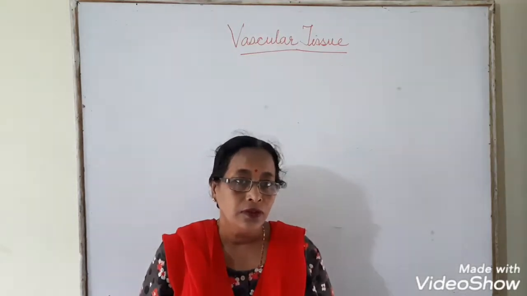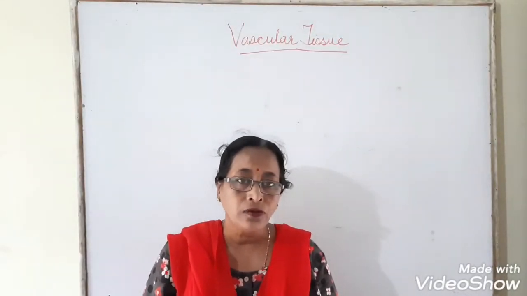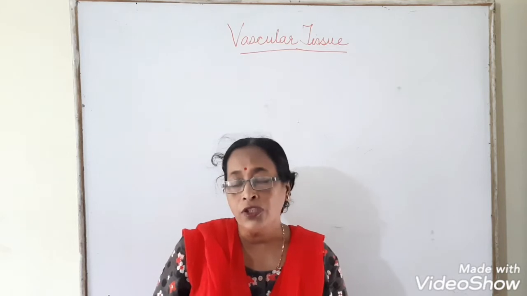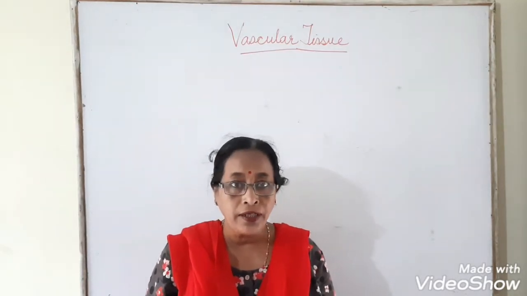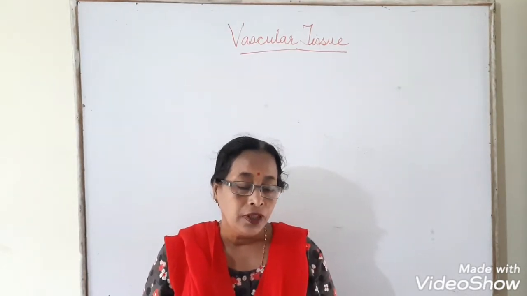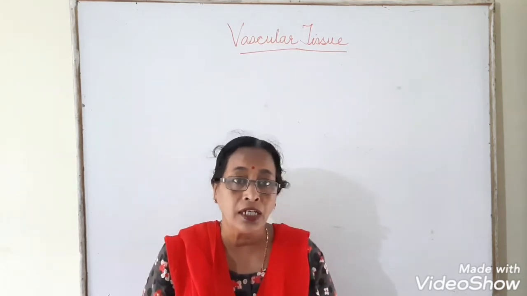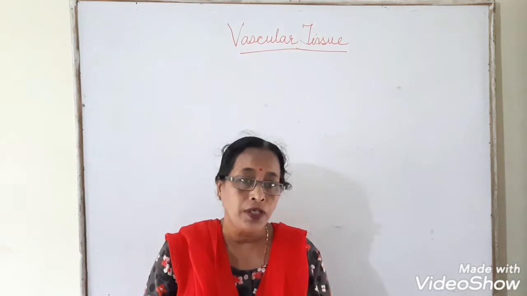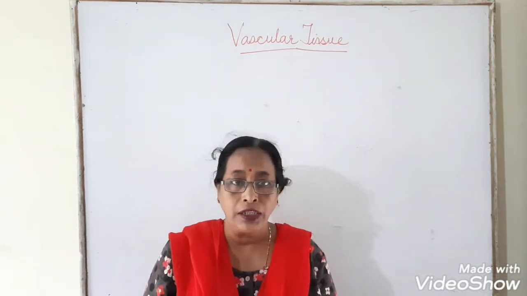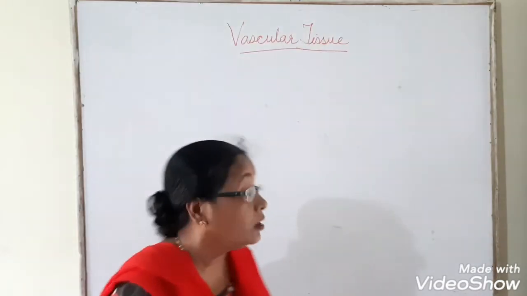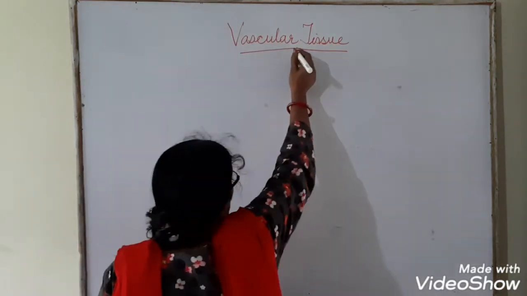In today's class, we shall talk about the vascular tissues. The vascular tissue comprises of the blood and the lymph. In the previous class, we learnt about the skeletal tissue, which comprised of bone and cartilage. So let us see the vascular tissue.